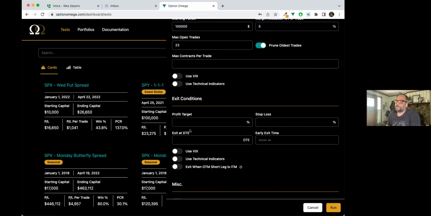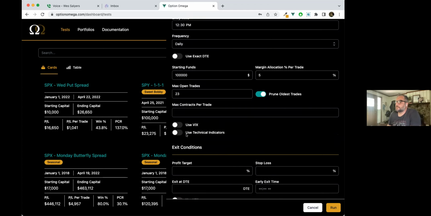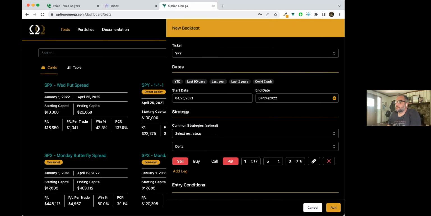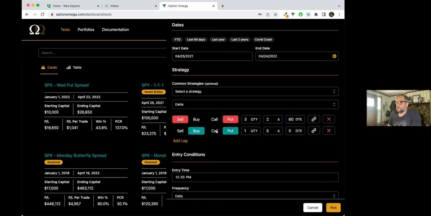Okay, this will work. Looks like if we sold 3 at about 60 days out of the 2 delta, and then bought 5 almost of the same delta, of the 1 delta, so sell 3, buy 5.